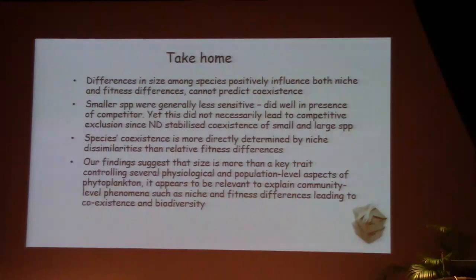Differences in size among species positively influence both niche and fitness differences, but fitness differences cannot predict coexistence. Smaller species were generally less sensitive, meaning they did well in the presence of a competitor, less sensitive than larger species. Yet this did not necessarily lead to competitive exclusion, since despite the fitness advantage that the small species have, there are also niche differences that stabilize coexistence of small and large. Species coexistence is more directly determined by niche dissimilarities than relative fitness differences. And our findings suggest that size is more than a key trait controlling physiological and population level aspects of phytoplankton. It appears to be relevant to explain community level phenomena such as niche differences and fitness differences, leading to coexistence and biodiversity.